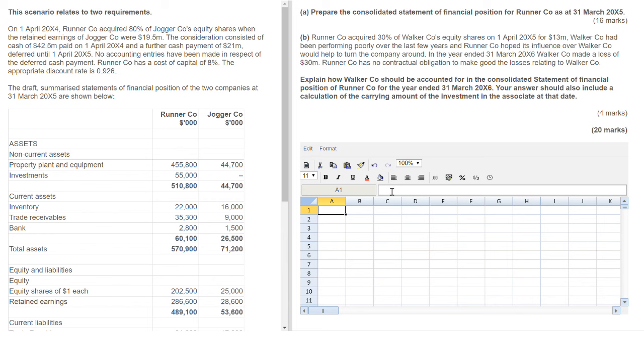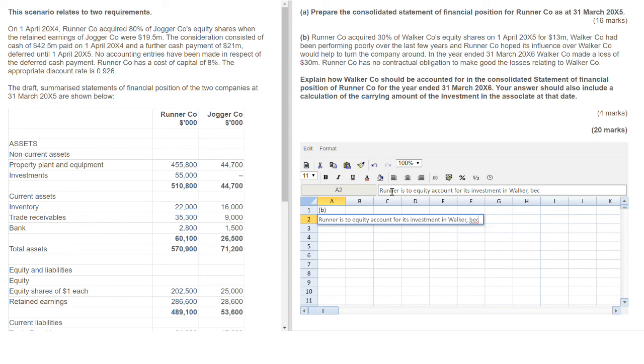So here we go, nice and straightforward. Make it clear to the marker that you're starting off with part B. Okay, so you can put that right at the very top. And then all I go through and say there is that Runner is to equity account for its investment in Walker. And you think, why?